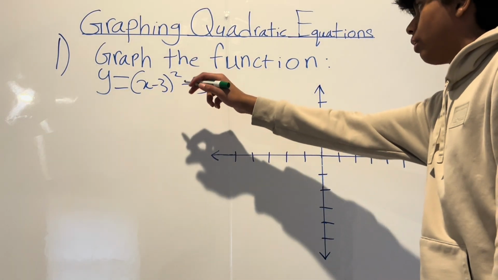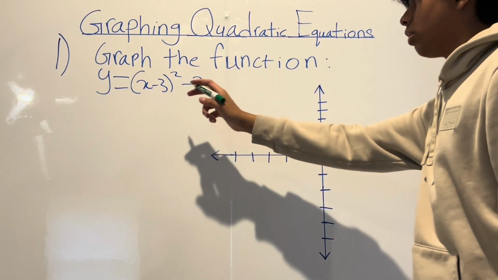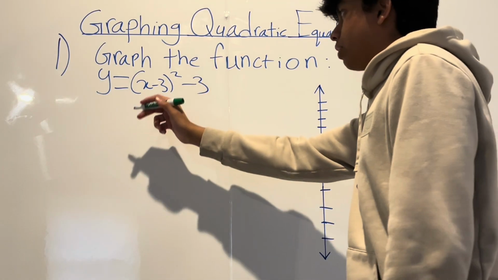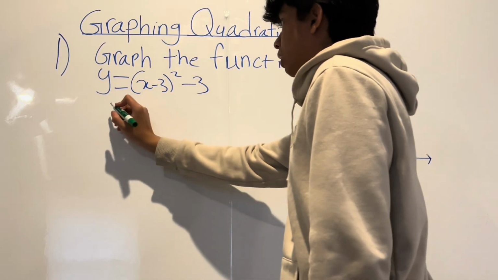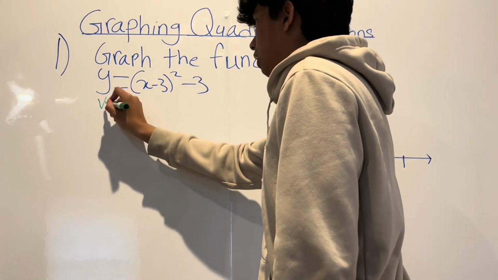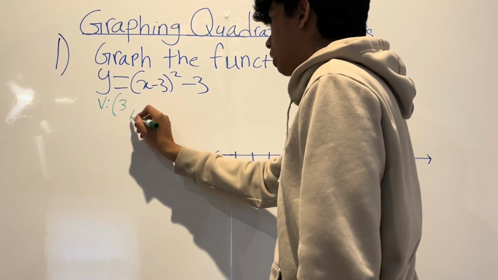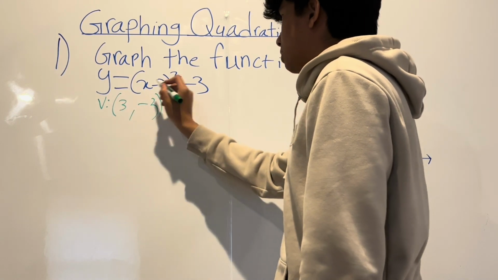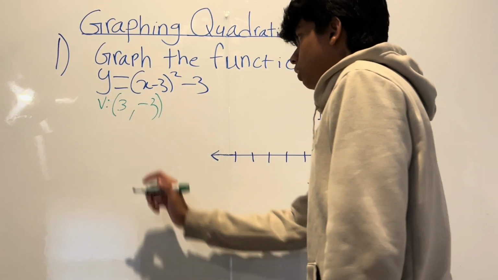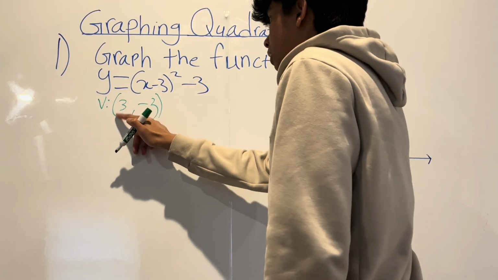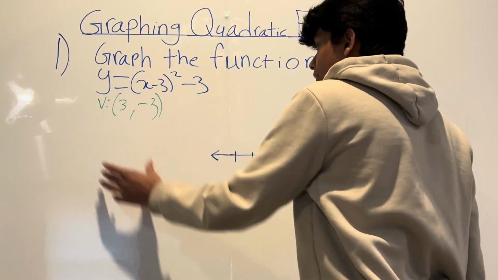Question 1, we have graph the function y equals (x minus 3) squared minus 3. So our a value is 1 here because it's not shown, but we have our vertex. So we can just label this as V, and the coordinates of our vertex is 3 comma negative 3. Remember, x minus 3 equals 0, and you solve for x, which is going to equal 3. So now we have to find 2 points to the right and left of the vertex.